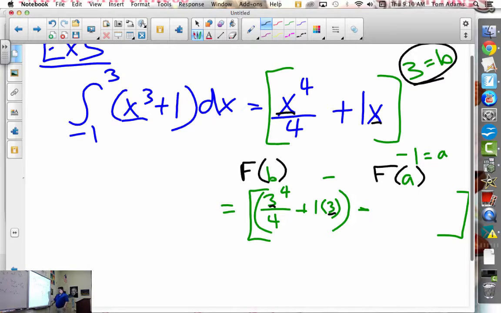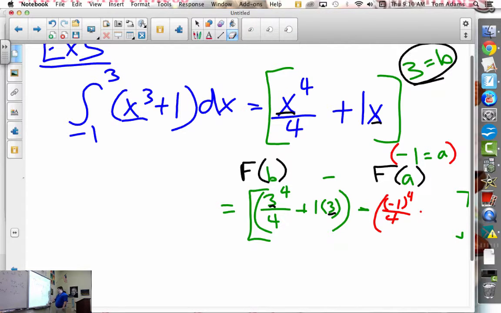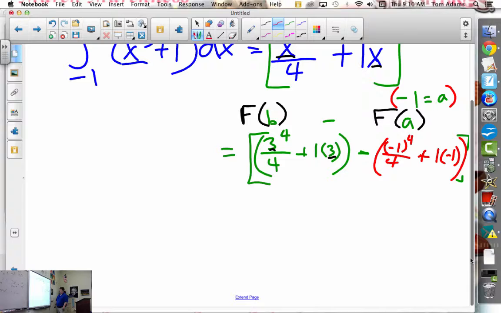And then I'm going to do the same thing over here, minus this stuff. I've got a -1 for a, so I'm going to have -1 raised to the 4th power all over 4, plus 1 times -1. I wrote that down out of turn; I should be a little more careful with that. So that's plus 1 times -1, and I've got to take the negative of all of that.